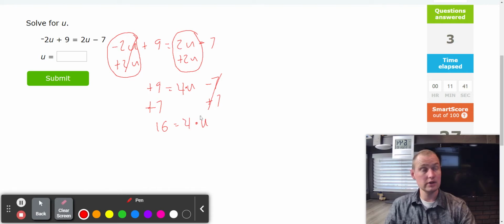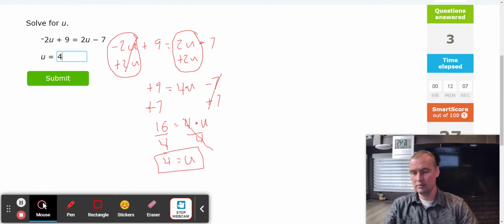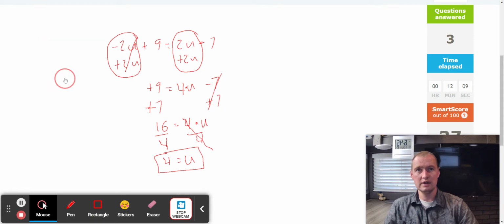Now you can ask yourself, for this one-step beautiful equation, 4 times what gives you 16? Well, I know for sure if I divide by 4 on both sides, I'm going to get the correct answer, because 16 divided by 4 is going to leave me with 4 equals, these 4's cancel out, u. So 4 is equal to u. All right, so here we go. Plug in 4 there. Nicely done.